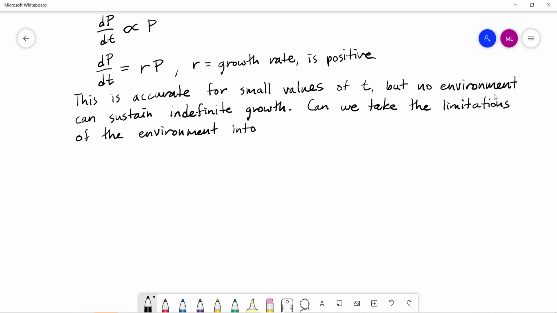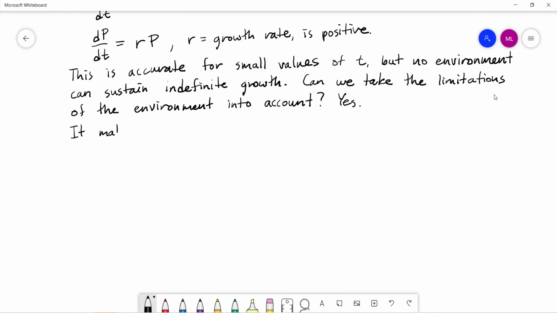And the answer is yes. So a more plausible model might assume that there is some maximum population that the environment can sustain, right? Based on the amount of consumption, the amount of resources that the population uses, there's going to be some maximum size of a population that that environment can sustain.